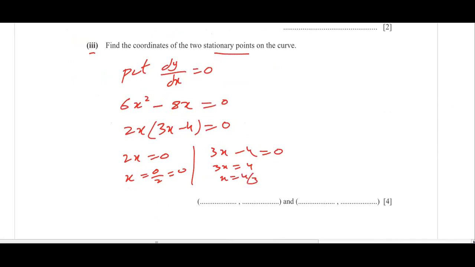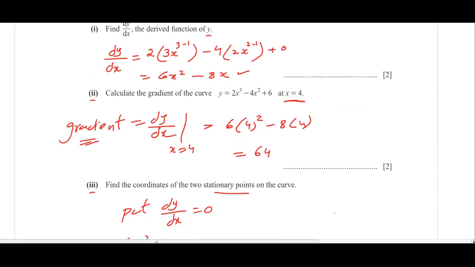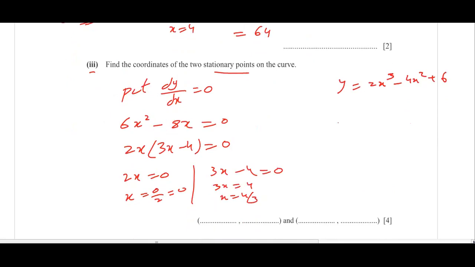So this value of x, put in the original equation. This is our original equation: y is equal to 2x cube minus 4x square plus 6. In this equation, put these values of x. So you will get the values of y.